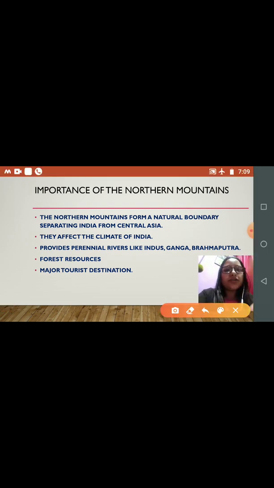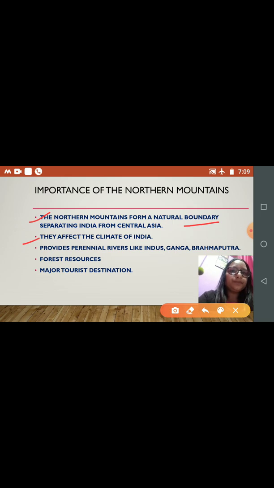First of all, the northern mountains form a natural boundary separating India from Central Asia. First, they play a very important role as a boundary. Second, they affect the climate of India in two ways. The first one, they block the moisture laden winds, bringing heavy rainfall to the Himalayan foothills and to the northern plains of India. And another important climatic influence, they also prevent the cold winds of Central Asia from entering India in the winter season.